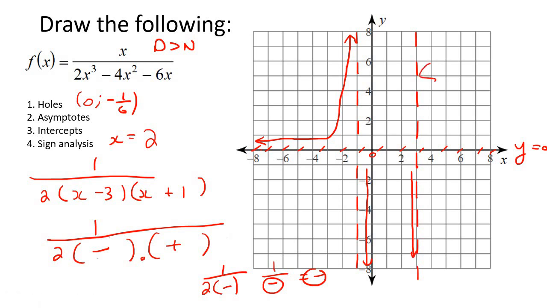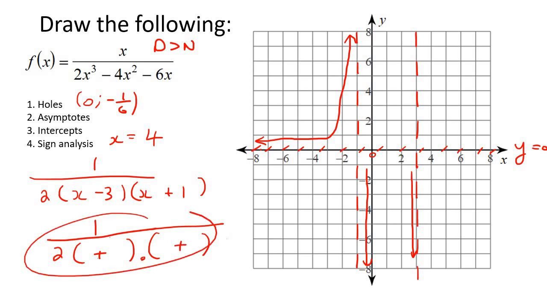Now we just need to see what's happening on this side over here. So for that side, we can let x equal 4. So if x is equal to 4, and you could choose x equals 5. You don't have to choose the numbers that I'm doing. But if x is 4, this would be a positive, and this would also be a positive. So this whole expression would just be a positive. So that means the graph is going up on that side.